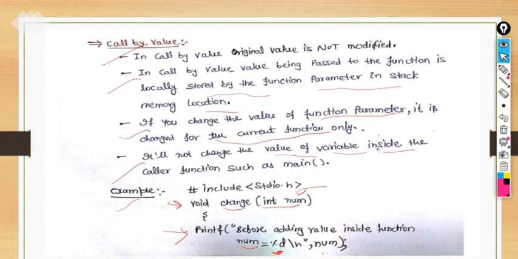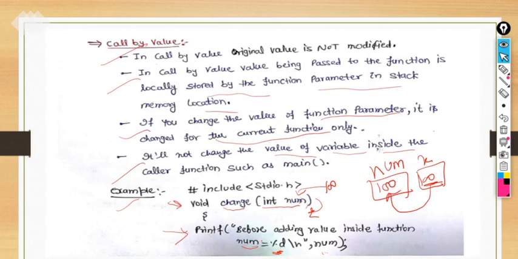Now the num variable, which was blank up to now, receives a copy of the value of x. Its value automatically becomes 100. The locations of both variables are different in memory, but whatever value was there is copied over here. Now it comes into the body of the function.